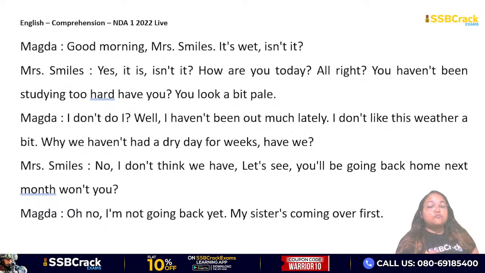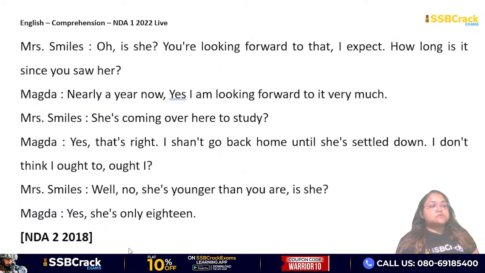Magda: Oh no, I'm not going back yet. My sister's coming over first. Mrs. Smiles: Oh, is she? You're looking forward to that, I expect. How long is it since you saw her? Magda: Nearly a year now. Yes, I'm looking forward to it very much. Mrs. Smiles: She's coming over here to study? Magda: Yes, that's right. I shan't go back home until she's settled down. I don't think I ought to, ought I? Mrs. Smiles: Well, no. She's younger than you are, is she? Magda: Yes, she's only 18.